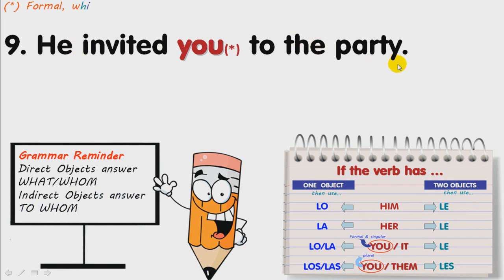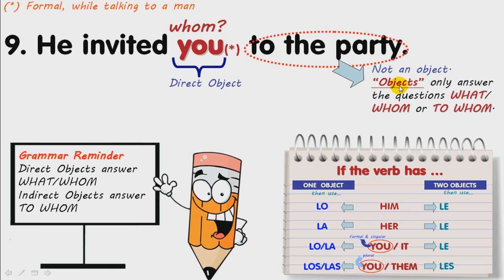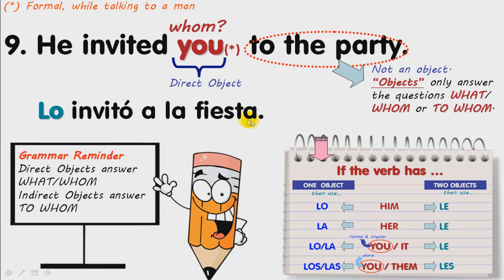He invited you to the party. In this case, you is referring to a man. It's a formal situation. How many objects do we have? Well, you answers the question whom. To the party is not an object, because objects answer the question what, whom, or to whom. To the party answers the question where. So it's not an object. When we have one object, we have to use this column, and this is formal and singular. It's a man, so it would be lo. Lo invitó a la fiesta. As we only have one verb, we only have one possibility.